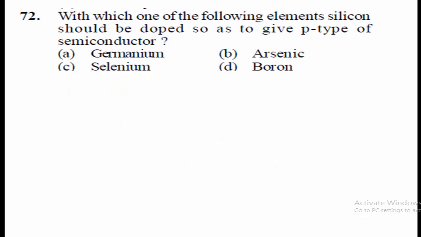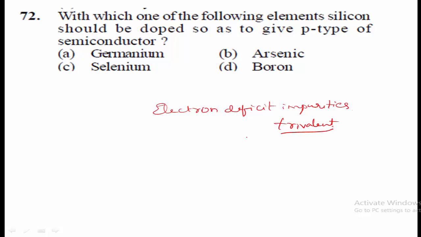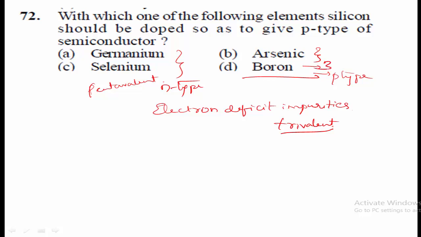72nd. With which one of the following elements should silicon be doped so as to give a P-type semiconductor? P-type is obtained by adding electron deficit impurities. Examples of electron deficit impurities are trivalent atoms. When you observe these three, arsenic, germanium and selenium, these are all pentavalent and hence they form N-type. And boron will form P-type because it is trivalent, because in the outermost shell only 3 electrons are there. Therefore, option D is the right one.